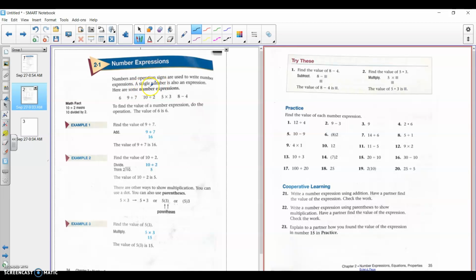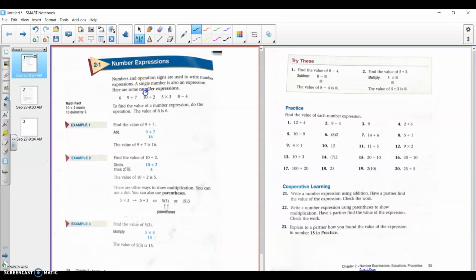Here are some number expressions. So again, we are looking at number expressions. You can have just 6, 9 plus 7, 10 divided by 2, 5 times 3, and 8 minus 4. Those are all expressions. They're not equations because they don't have an equal sign. We'll get to that later, but anything without the equal sign is an expression. So if you have just a number, it's an expression.